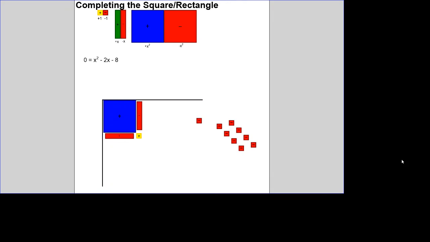So let's look at what makes this then. We have an x minus 1 and an x minus 1. So we have 0 equals x minus 1 squared. But then what do we have outside the square that we need to still add in there? Negative 9.